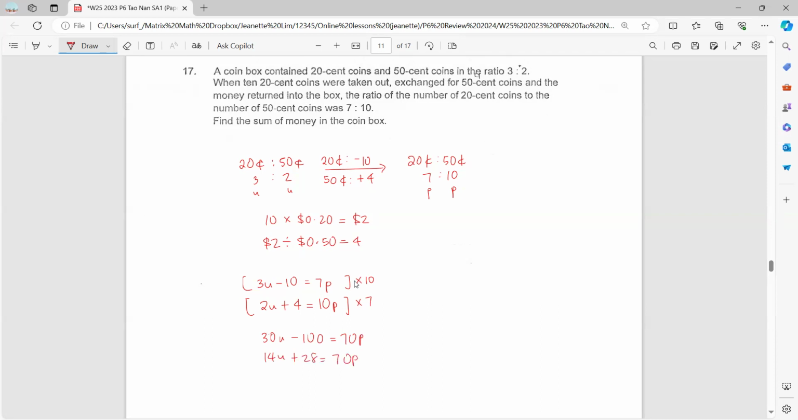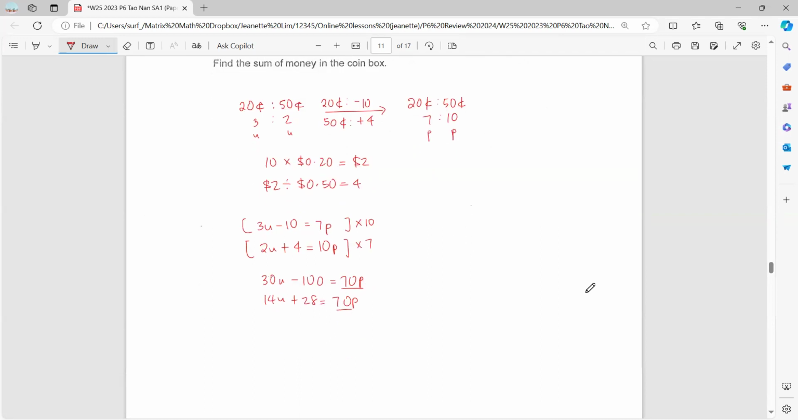Now, as you can see, this is 70p, this is 70p. So the left sides must both be the same. I will equate them together, put them in one line. So 30u minus 100 is the same as 14u plus 28. Now, this is the balancing beam method. Imagine it's a balancing beam, how do you balance it? Whatever you do on the left, you have to do on the right.